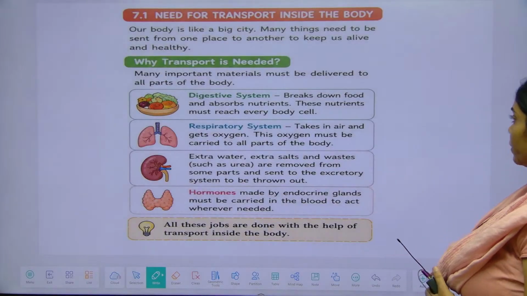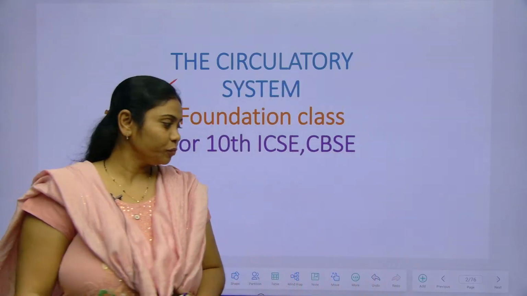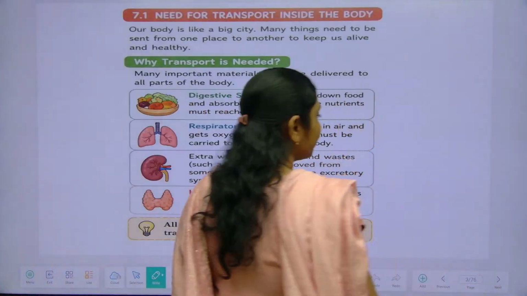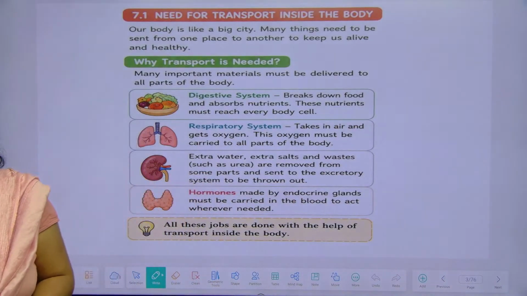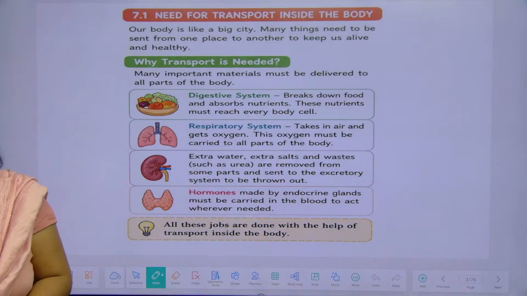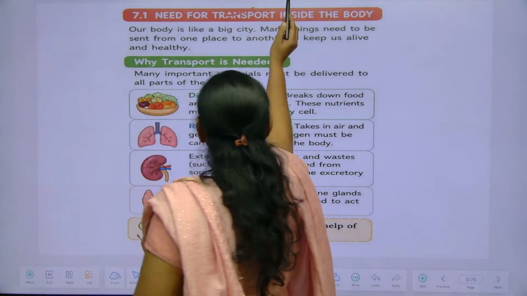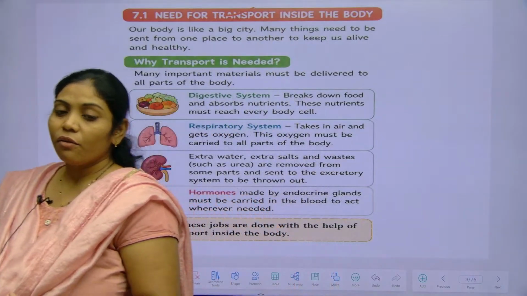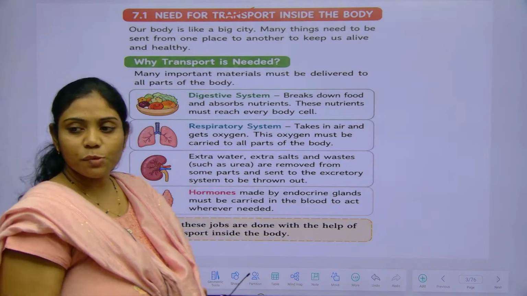Today we will discuss one of the important chapters, that is the circulatory system. What is the meaning of circulation? Which can pass, which can transport throughout the body. So, the need for transport inside the body. Why should transport systems take place inside the body? What is transported inside the body? What kind of substances can be transported inside the body?